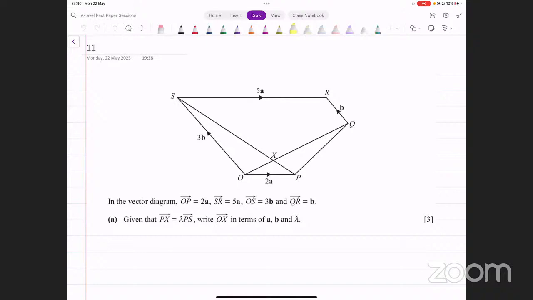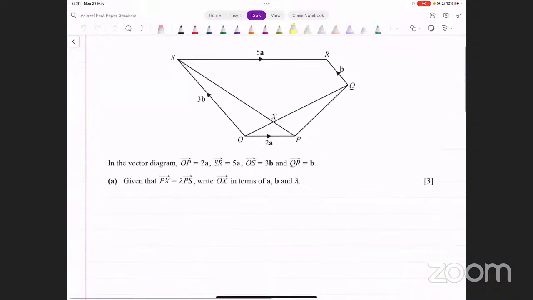Let's do this one. Question number 11. It says, in the vector diagram, the vector OP is equal to 2 times A. The vector SR is equal to 5 times A. OS vector is equal to 3B. And QR vector is equal to B. Given that vector PX equals lambda PS, write OX vector in terms of A, B, and lambda.